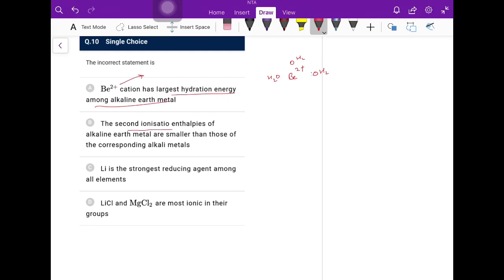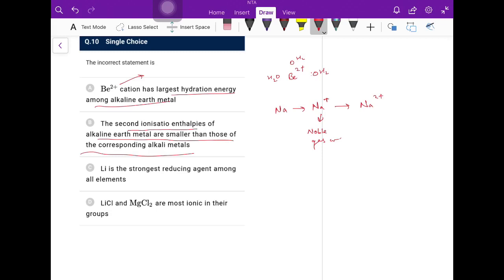The second ionization enthalpies of alkaline earth metals are smaller than those of the corresponding alkali metals. For second ionization enthalpy, like for Na, making Na+ is quite easy, but making Na2+ from Na+ is difficult because it has already acquired the noble gas configuration.